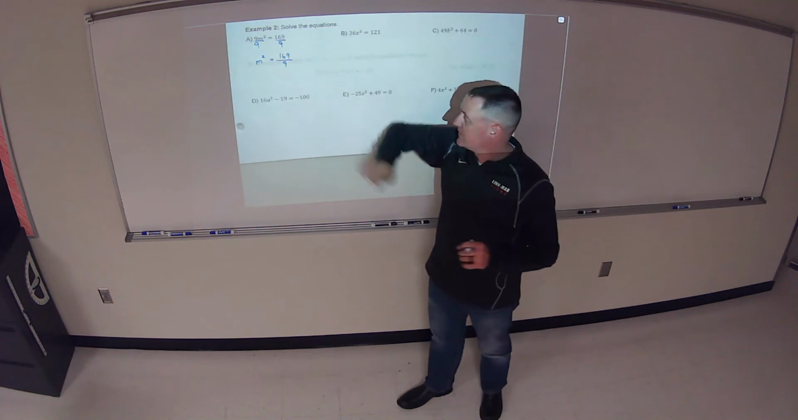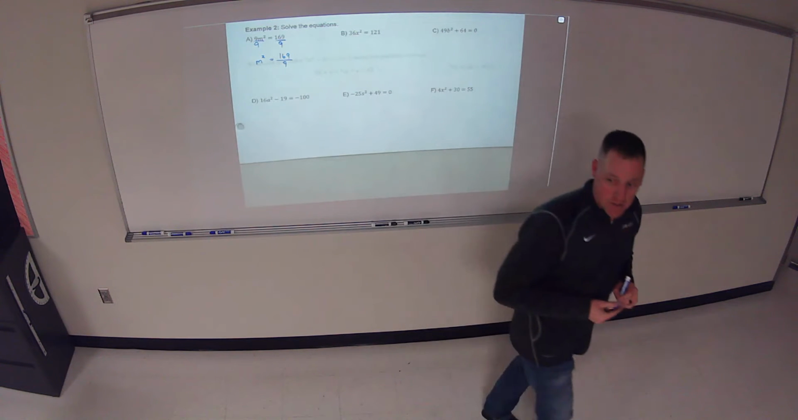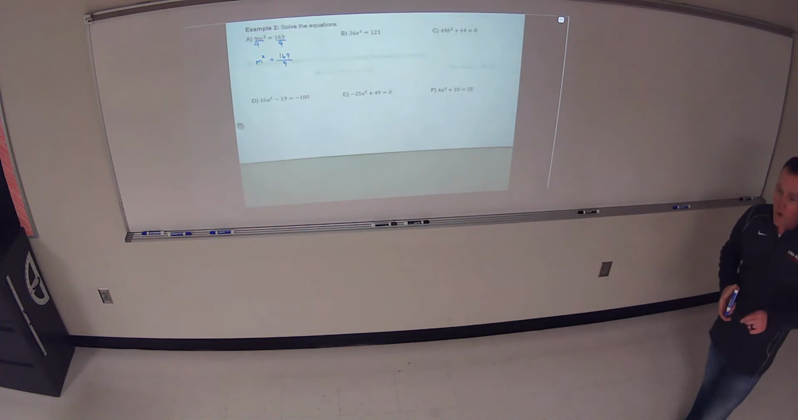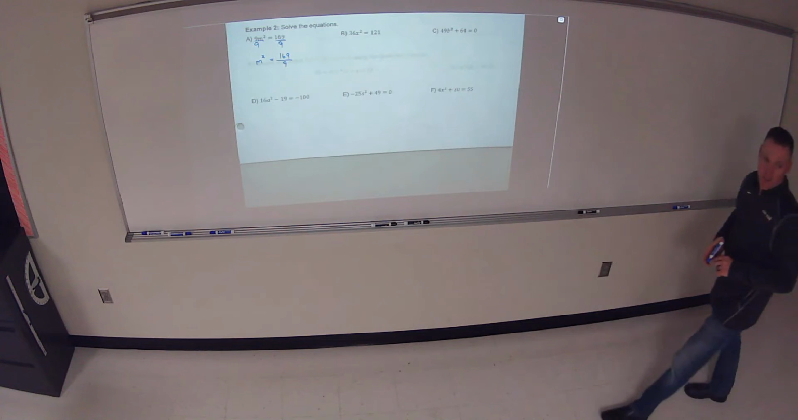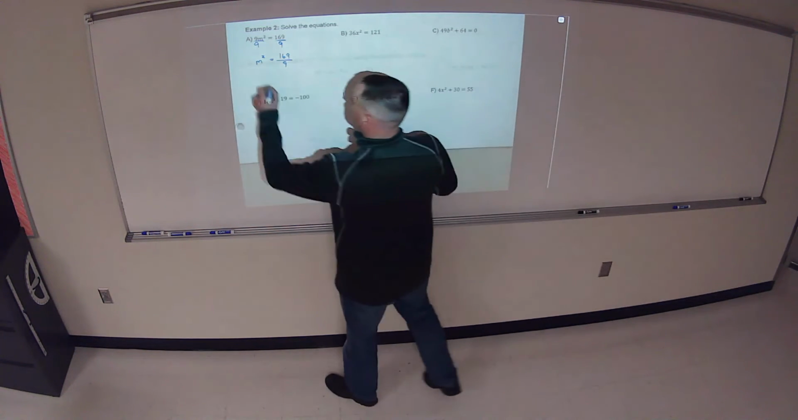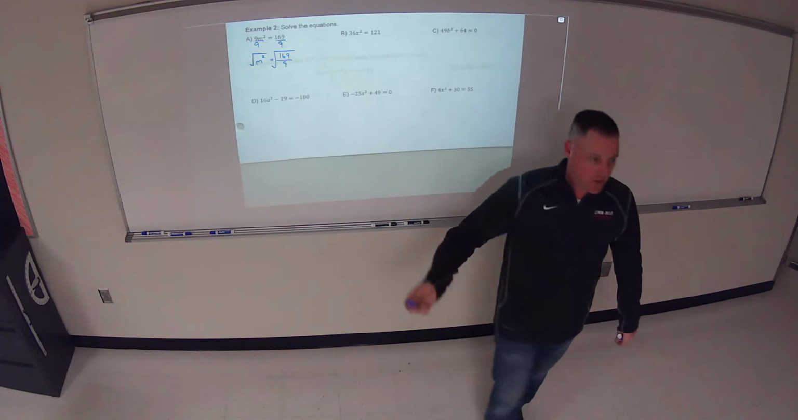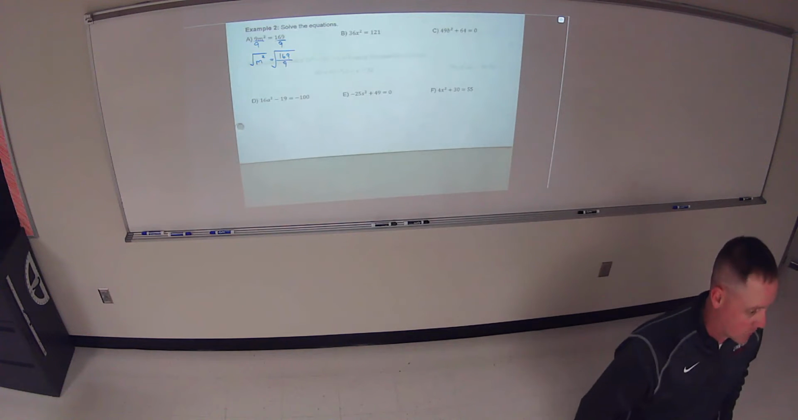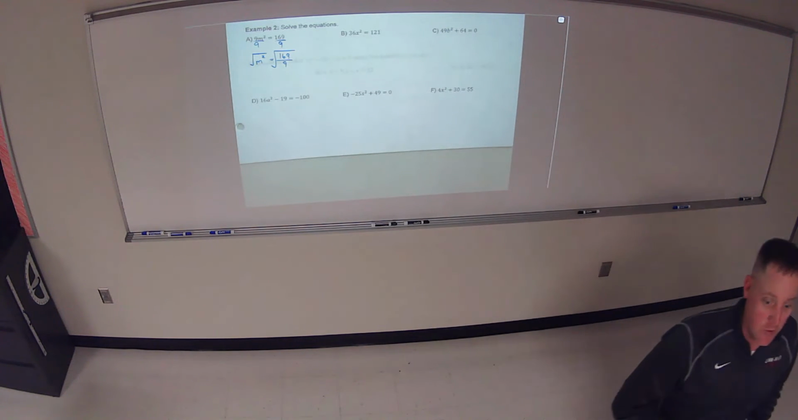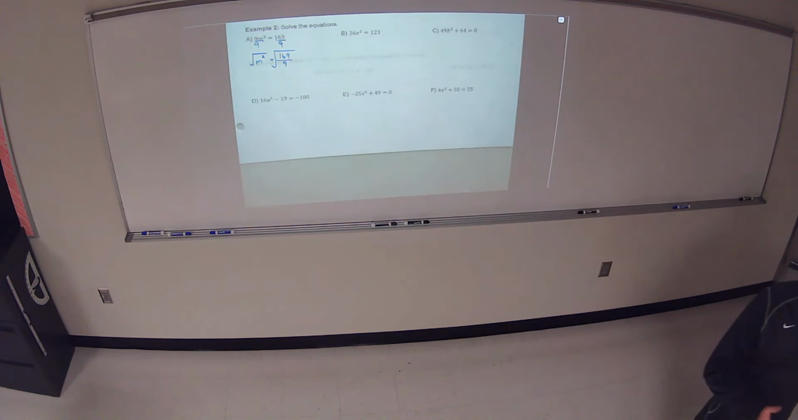Okay? Leave it just like that. Miles, how many solutions? 2. Why? Because it's equal to a positive number. Find those two solutions by square rooting each side. And this looks like what we just did on last night's homework. I am going to expect that all answers are simplified within your square roots.